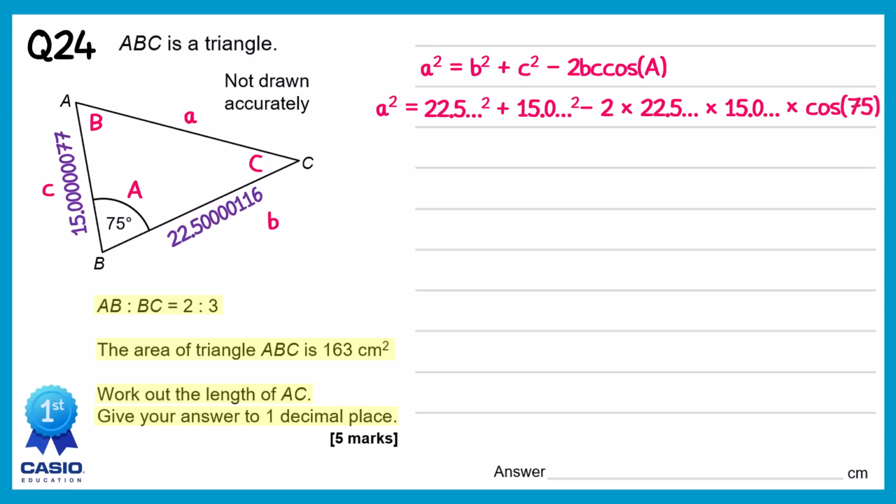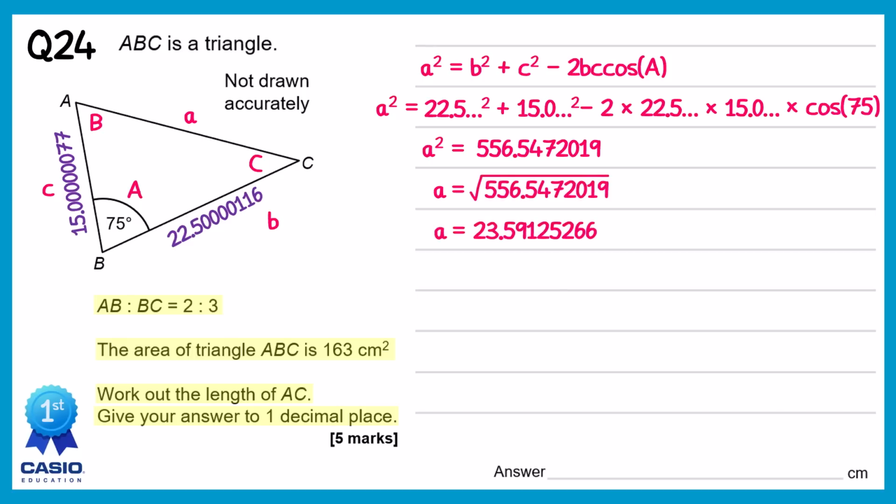If you type this whole entire right-hand side into your calculator using those exact numbers that we found, you'll find that a squared is equal to this number here. We then square root both sides of this, so a is equal to the square root of this, and if you do that on your calculator, you'll get this number here. The question wants the answer to one decimal place, and that will be 23.6.